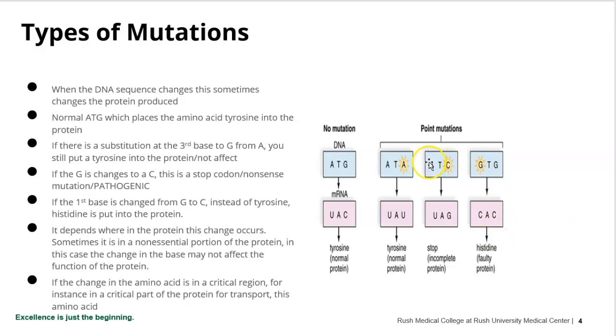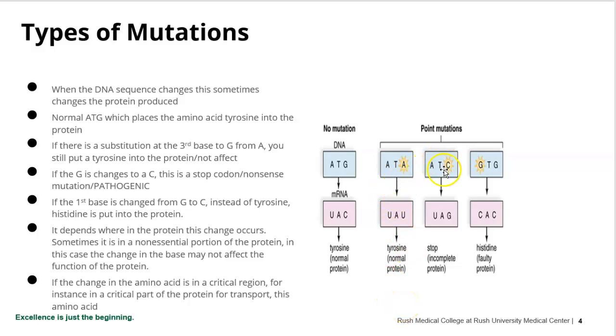If the sequence is supposed to be ATG, then the mRNA is UAC, because A goes with U, T goes with A, G goes with C. And this puts into the protein a tyrosine. But what if we go from ATG to ATA? Then we get UAU, which is also a tyrosine. So this is called a silent change. It doesn't really affect anything. Yes, there's a change from a G to an A, but we still get a tyrosine, so who cares?